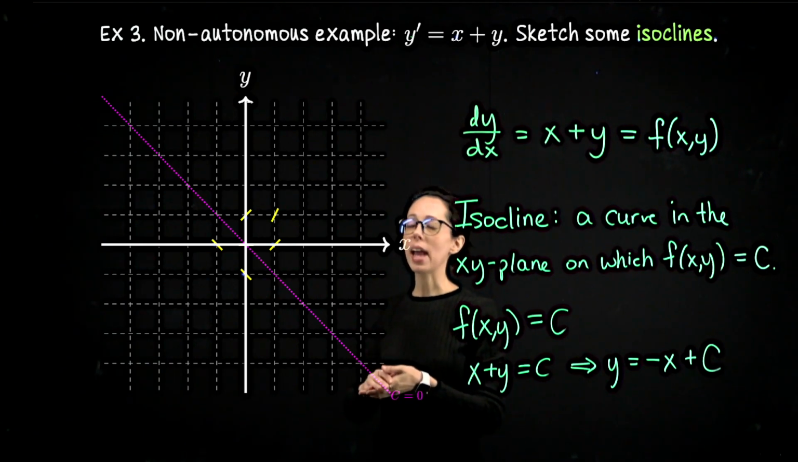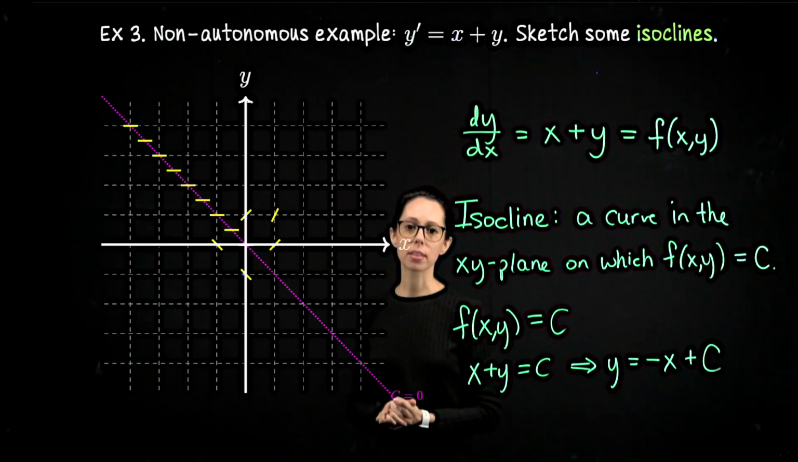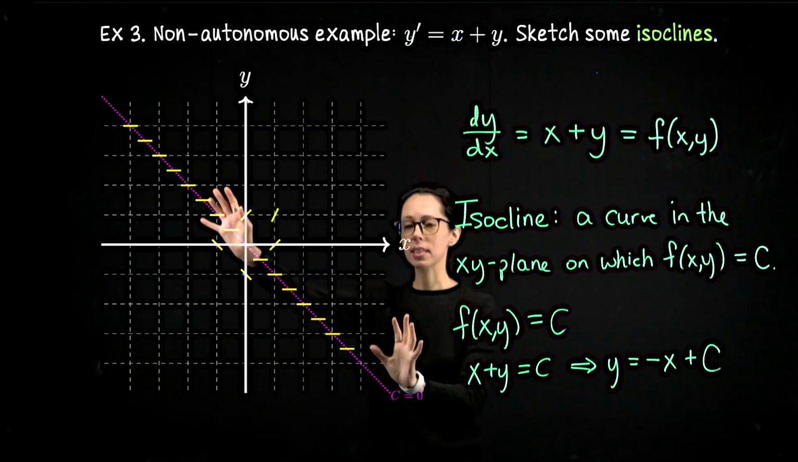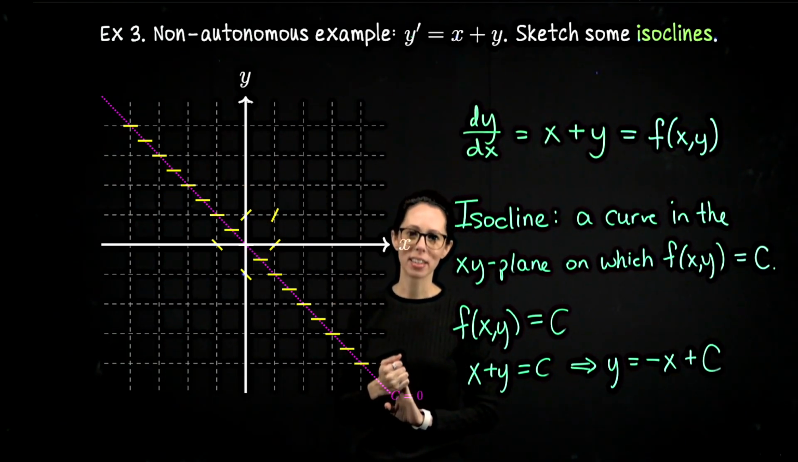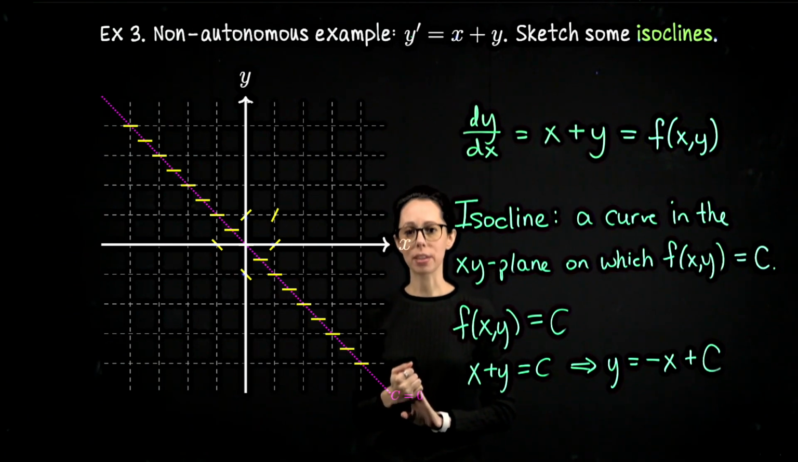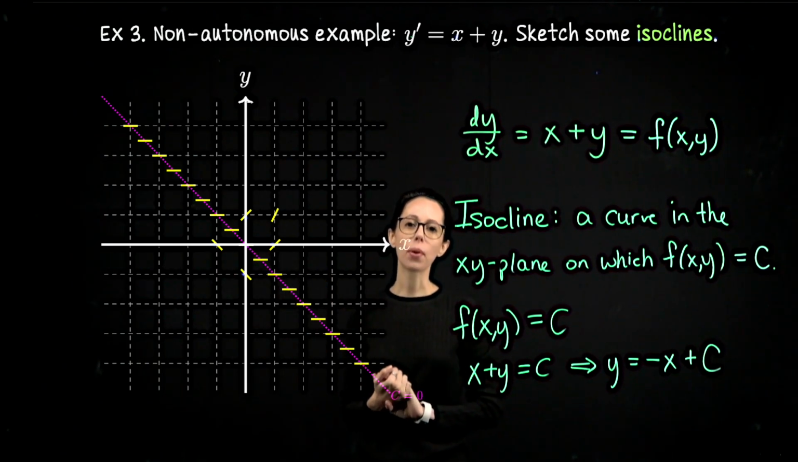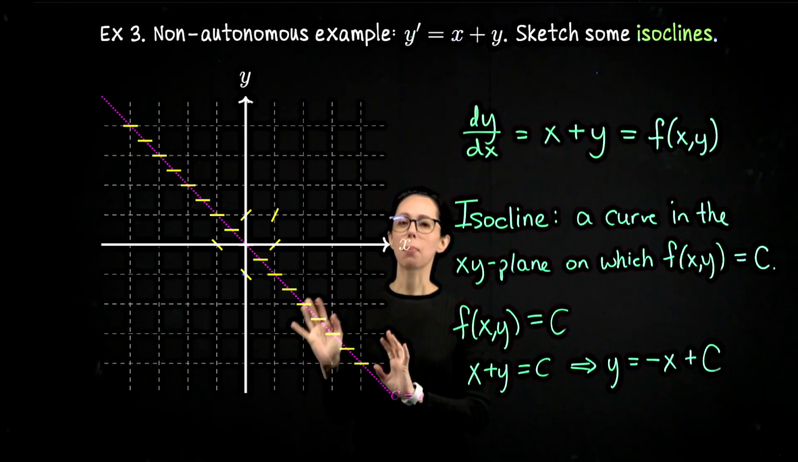Consequently, I can go ahead and add a bunch of little line segments to the slope field. Given this line, I can just add some line segments which are flat. So all of these little line segments have slope 0. Notice that includes the origin, the point that we already identified. This isocline here is not really part of the slope field.